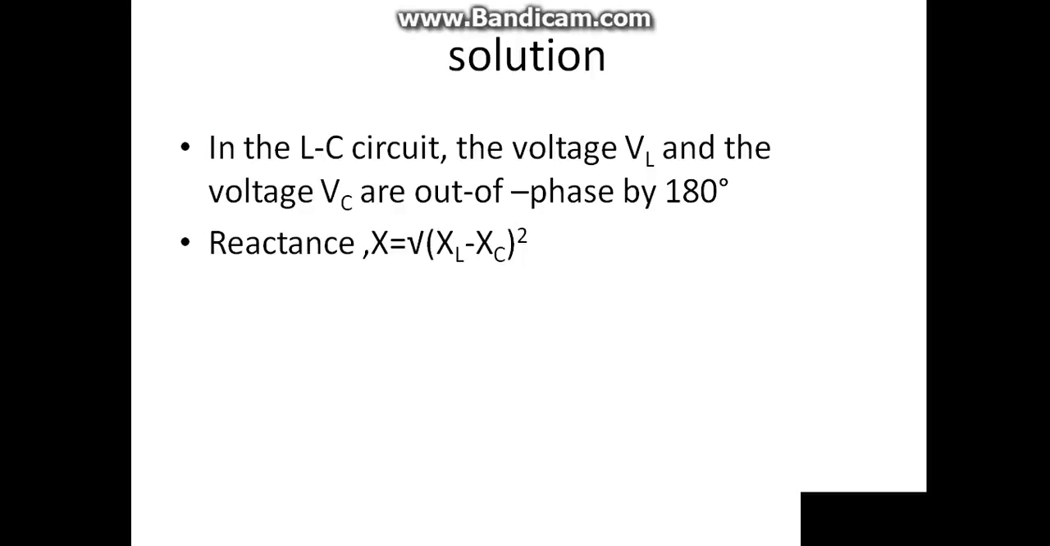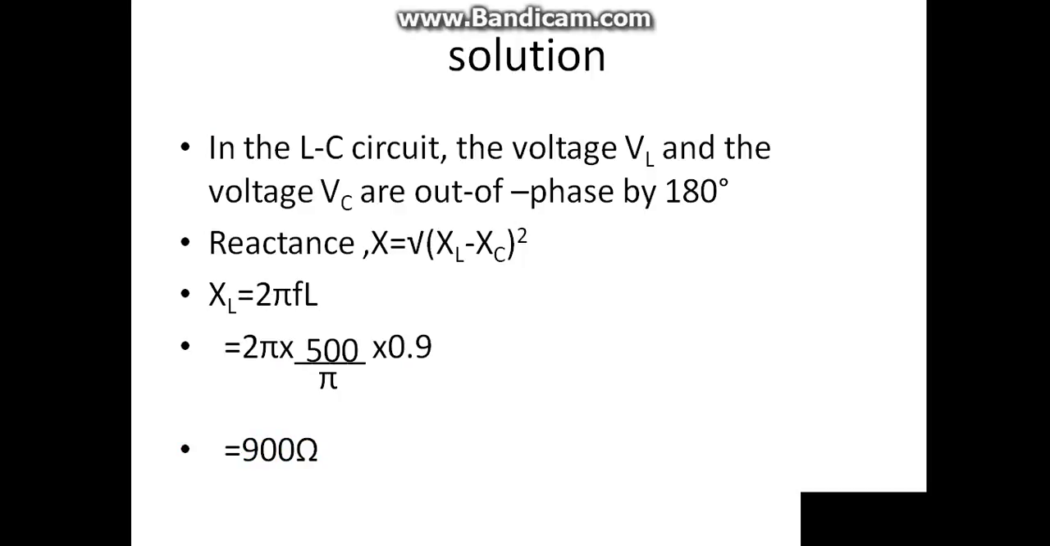XL minus XC squared. XL is equal to 2 pi FL, which by substituting the values we have 2 pi times 500 over pi times 0.9. Therefore, XL is equal to 900 ohms.